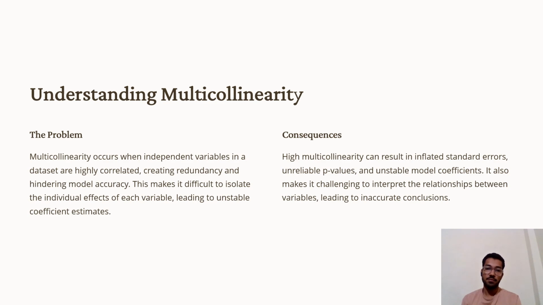So let us understand what is multicollinearity. The problem: multicollinearity occurs when independent variables in a dataset are highly correlated, creating redundancy and hindering model accuracy. This makes it difficult to isolate the individual effects of each variable, leading to unstable coefficient estimates. Then the consequences: high multicollinearity can result in inflated standard errors, unreliable p-values, and unstable model coefficients. It also makes it challenging to interpret the relationship between variables, leading to inaccurate conclusions.